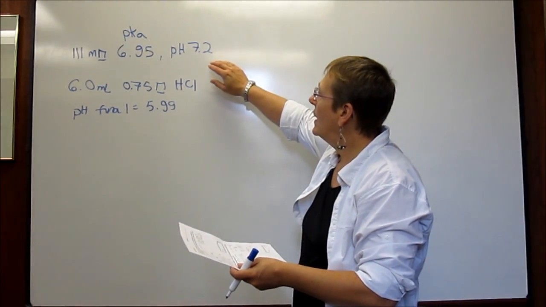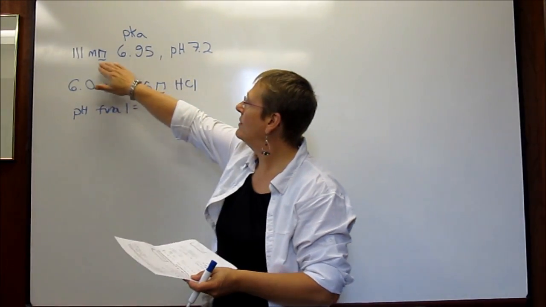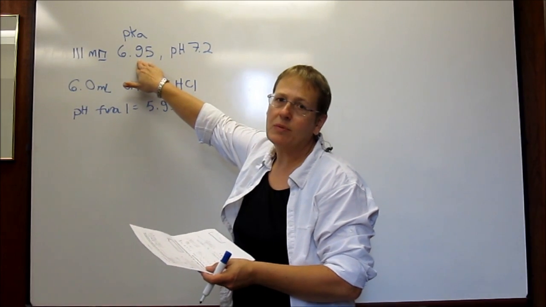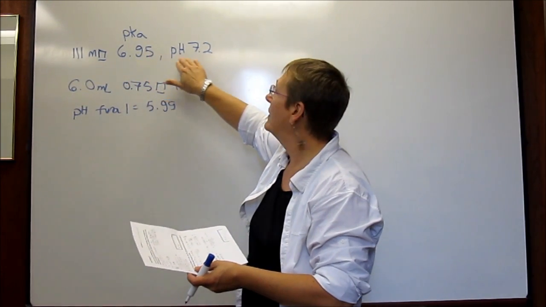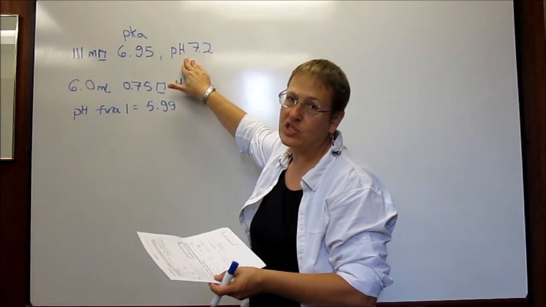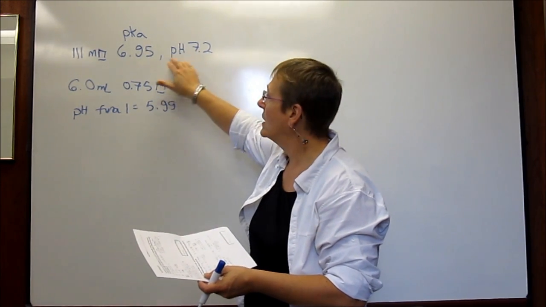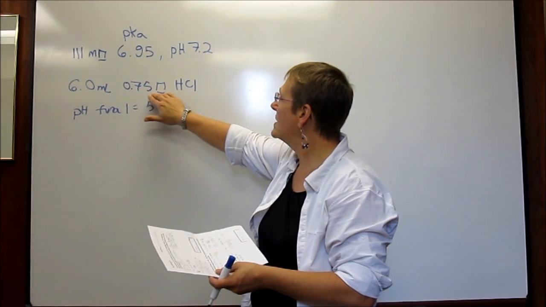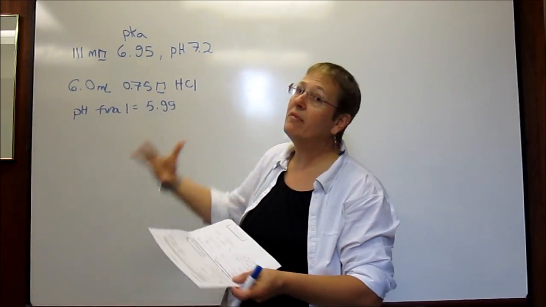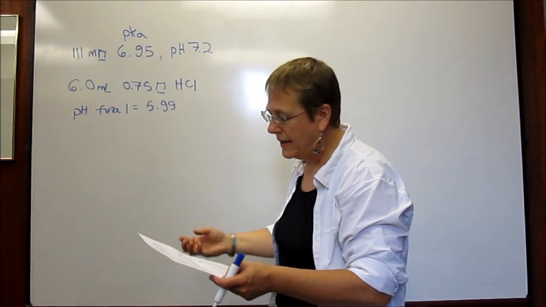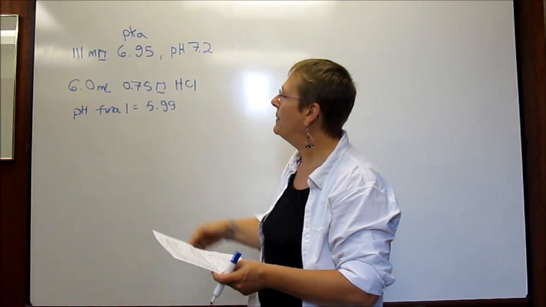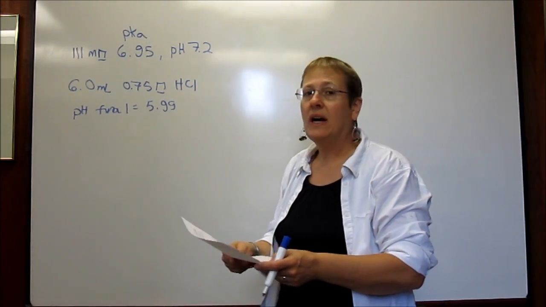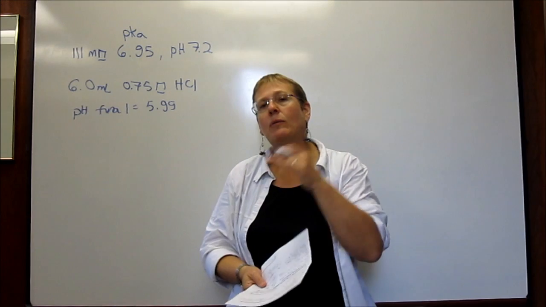We have a solution that's 111 millimolar of a weak acid with pKa 6.95 and a starting pH of 7.2 that you figured out in the first part. Then you've added 6.0 mL of 0.75 molar HCl to some volume that we don't know, and we get a final pH of 5.99. So I think we're going to start by figuring out everything we can from what we're given.